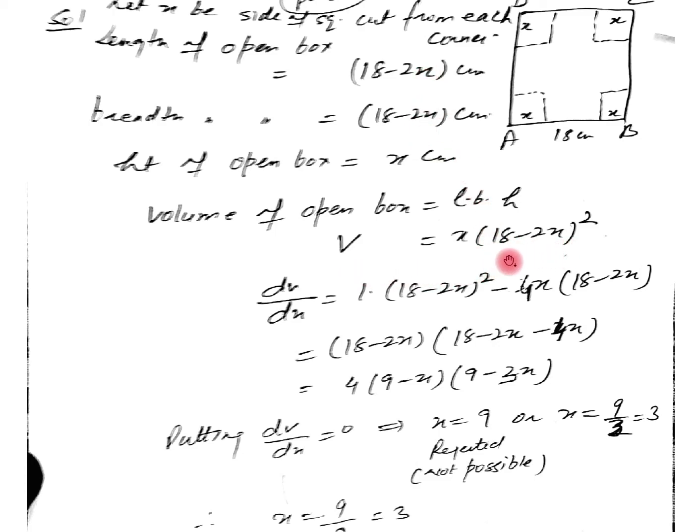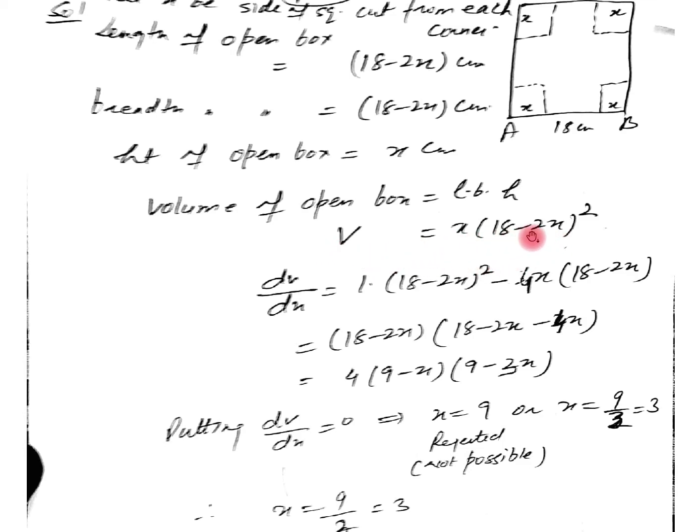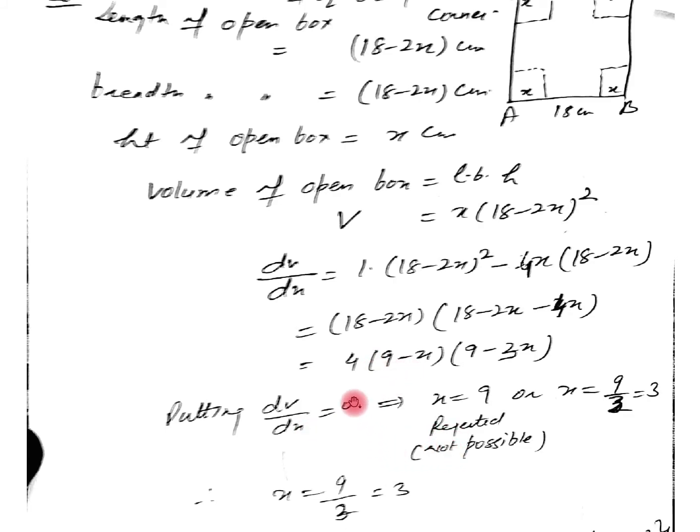So this is our function and it has only one variable. This we have to take care about. Now the function is formed. Now the same steps we have to repeat. We have to find the first derivative, then put it equal to 0. When we put this equal to 0, either x equals 9 or x equals 3.